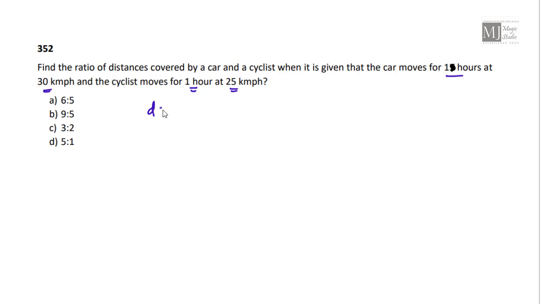We know that distance is given by speed into time. So the distance ratio would be 30 km per hour in 1 hour divided by, for the cyclist, 25 km per hour in 1 hour. Cancel out with 5, 6 times, 5 times. So the ratio of distance covered by car and cyclist is 6:5. Option A fits in.